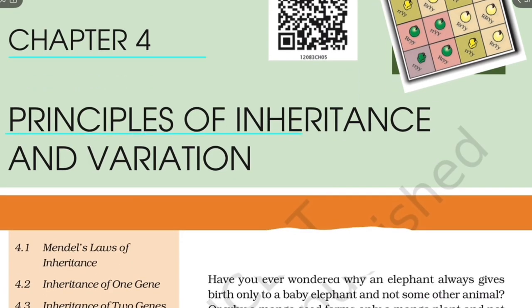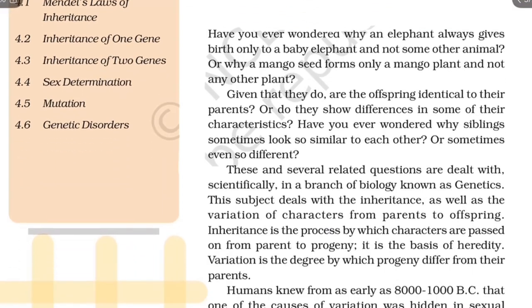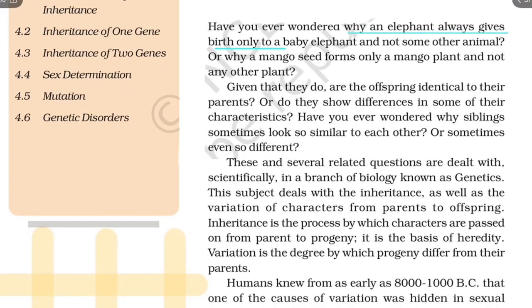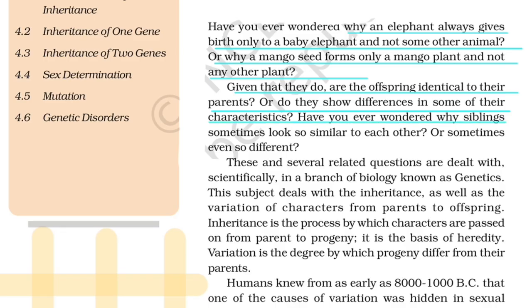Chapter 4, Principles of Inheritance and Variation. Have you ever wondered why an elephant always gives birth only to a baby elephant, or why a mango seed forms only a mango plant and not any other plant? Are the offspring identical to their parents, or do they show differences in some of their characteristics? Have you ever wondered why siblings sometimes look so similar to each other, or sometimes even so different? These and several related questions are dealt with scientifically in a branch of biology known as genetics. This subject deals with the inheritance as well as the variation of characters from parent to offspring.